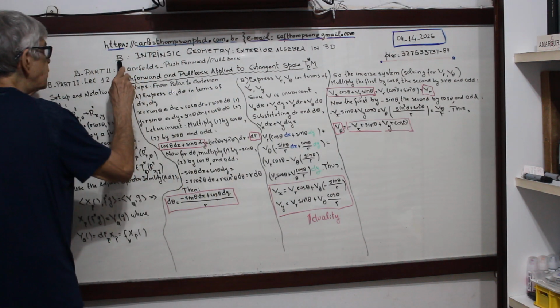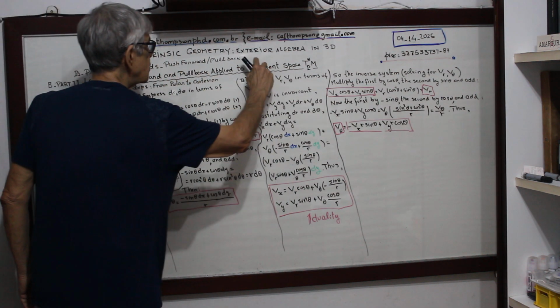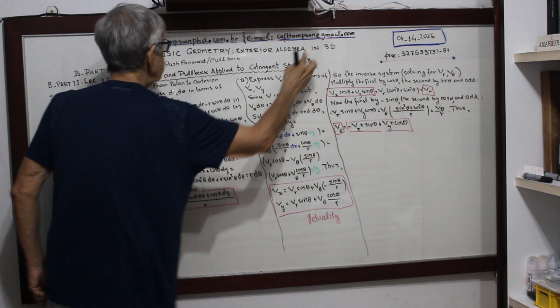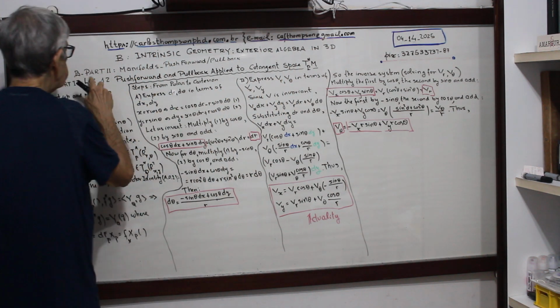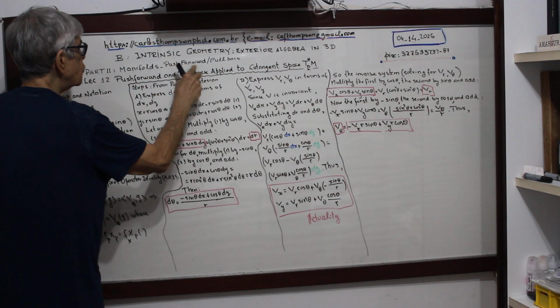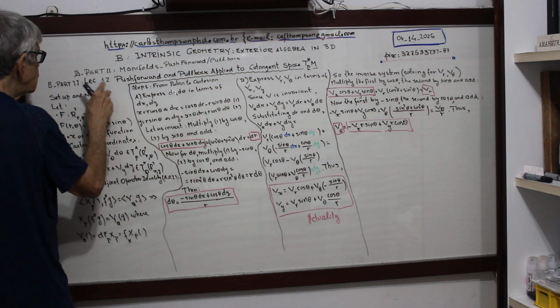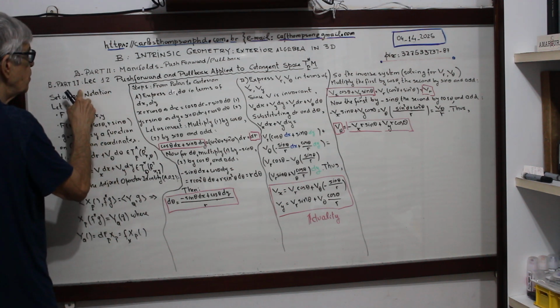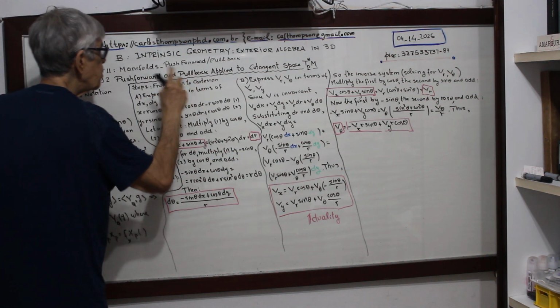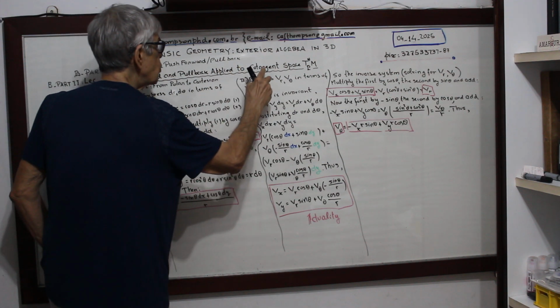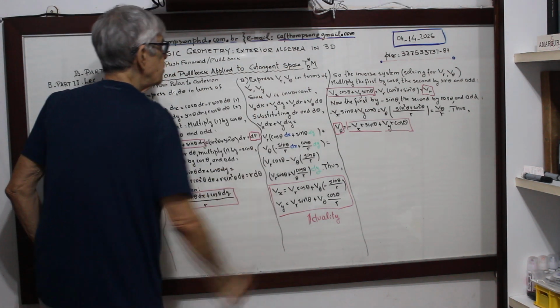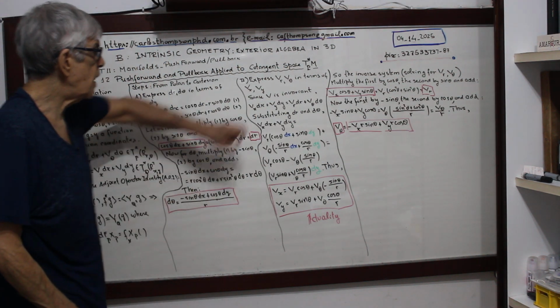Now, intrinsic geometry, exterior algebra in 3D. Part 2, manifold, push forward and pull back. Now, lecture 12, part 2, push forward and pull back, applied to the cotangent space T_P asterisk M.